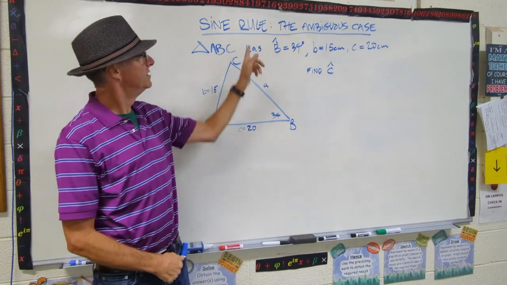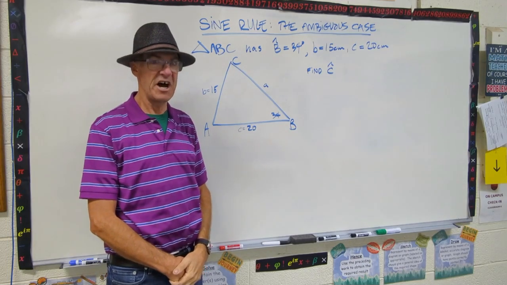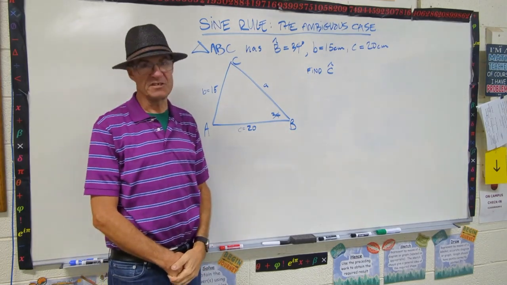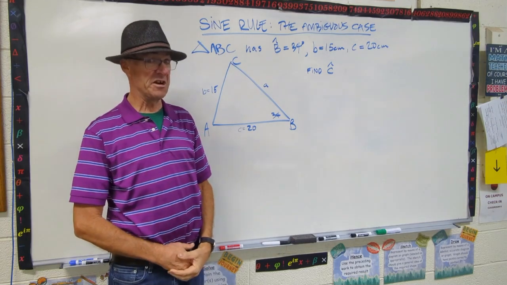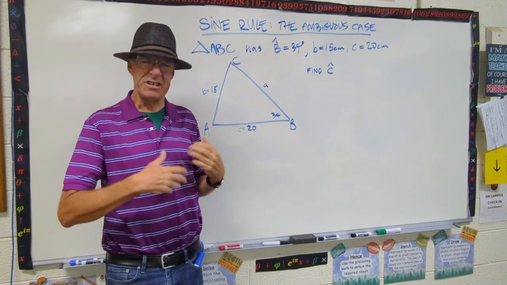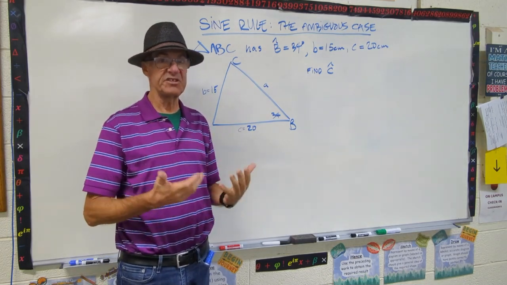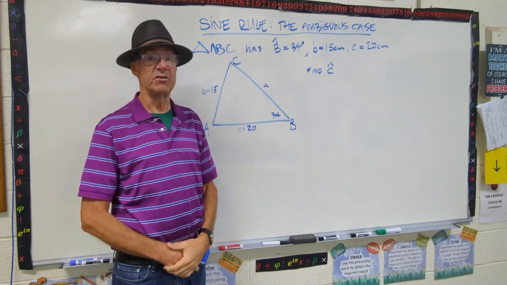Today's video, Sine rule, the ambiguous case. I like this title. Ambiguous is a fancy word for not very clear. And this is one of those cases in mathematics where you get 2 answers and one is kind of hidden, and you have to suss it out whenever you use a sine rule to find an angle.